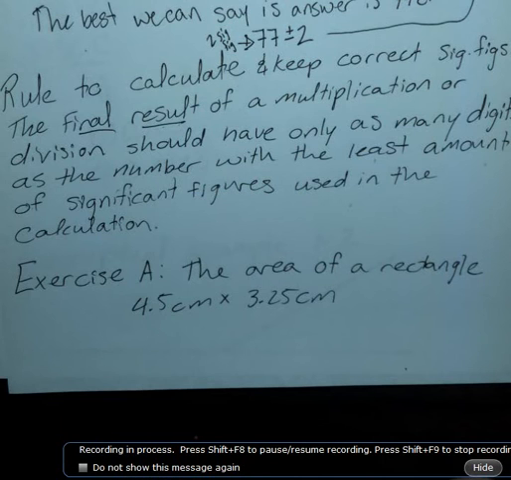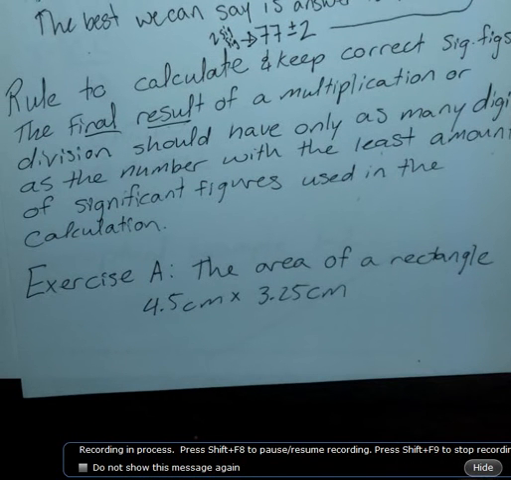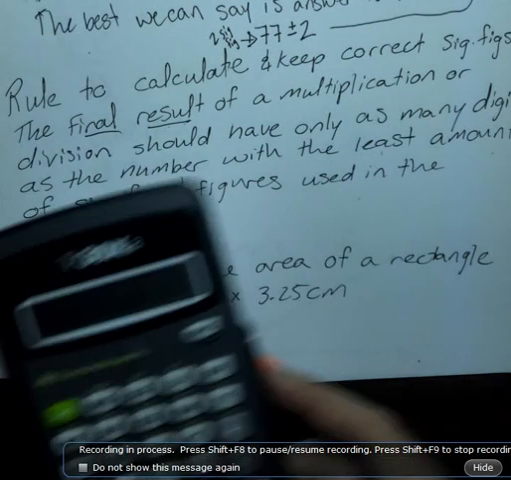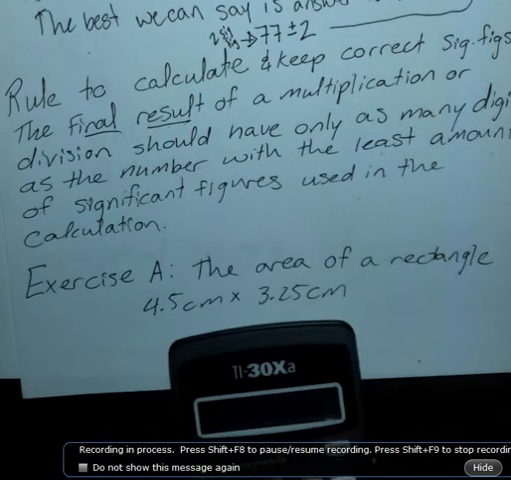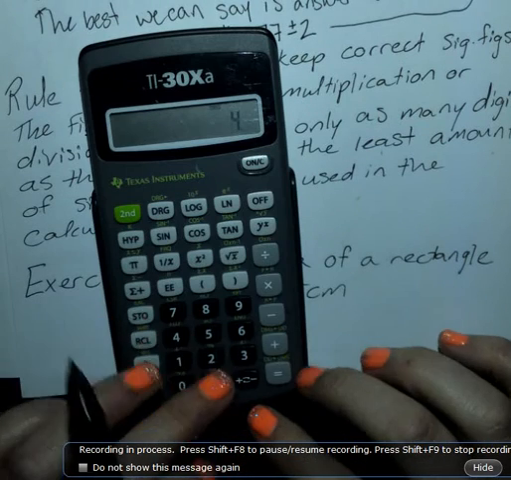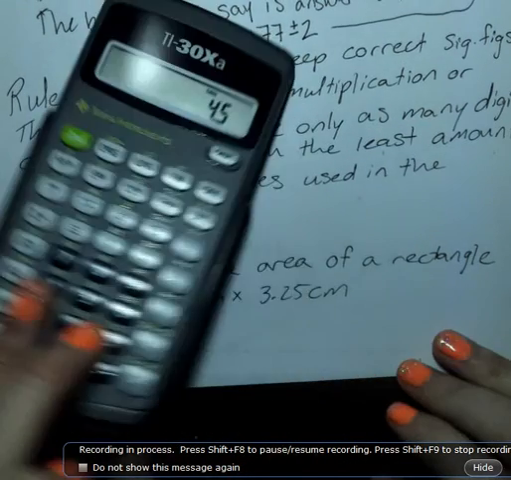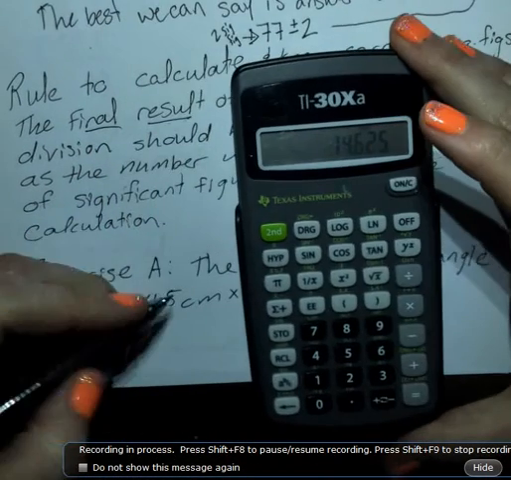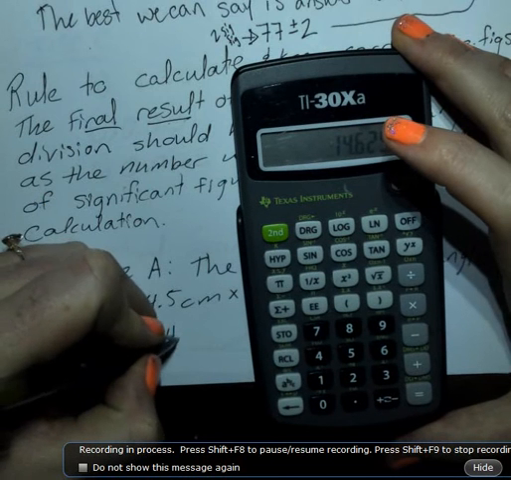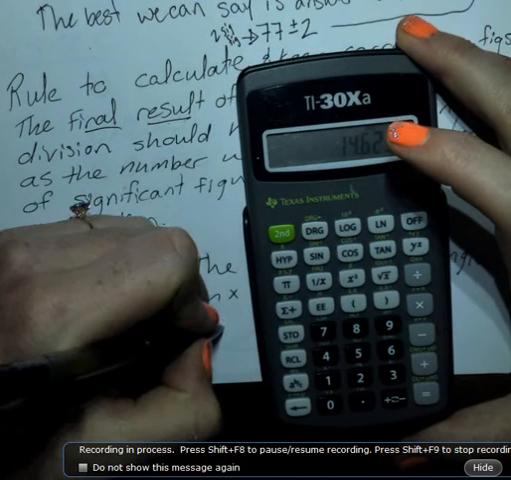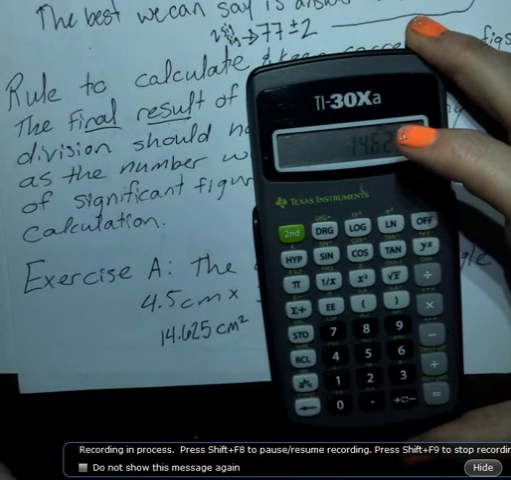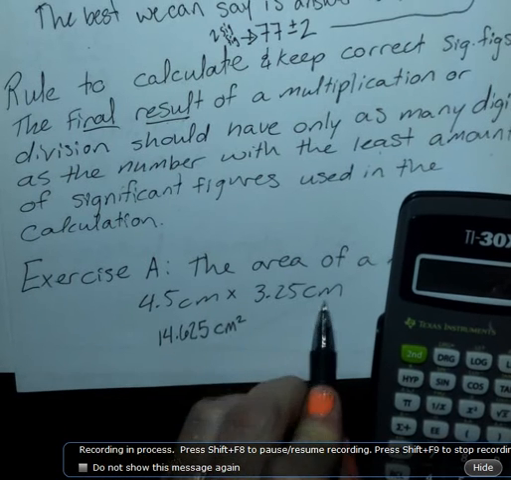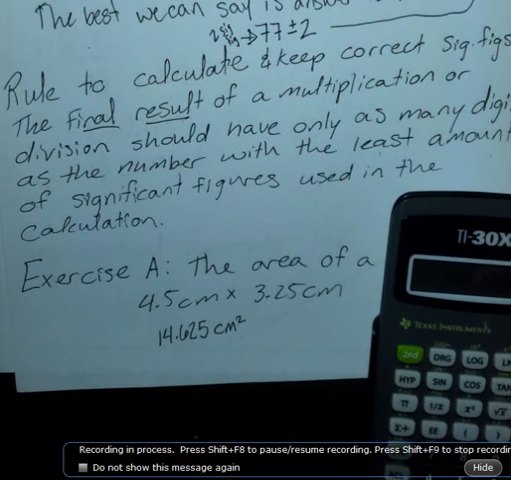First things first, you want to do the math. So whether you're doing it on paper or you're like me and you're lazy and you're going to do it on the calculator, you want to put in the numbers as they're given to you. So it's going to be 4.5 times 3.25. And that gives us this answer, 14.625 centimeters squared. Now, remember, I got the centimeter squared because it's a product. Centimeter times centimeter is centimeter squared, just like x times x is x squared.